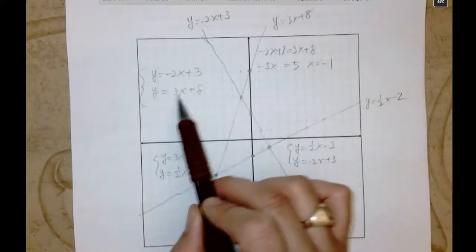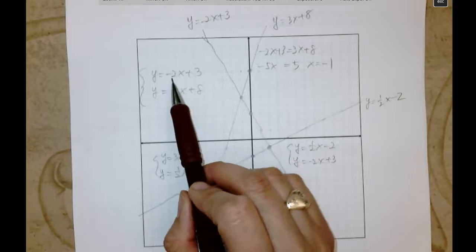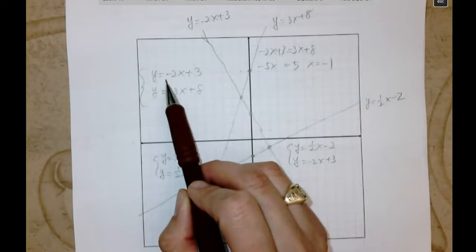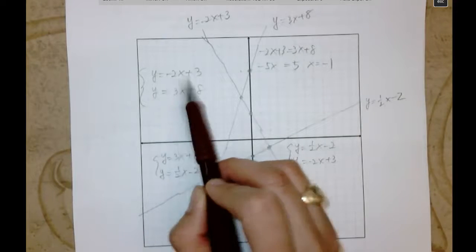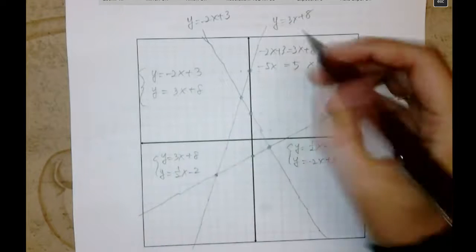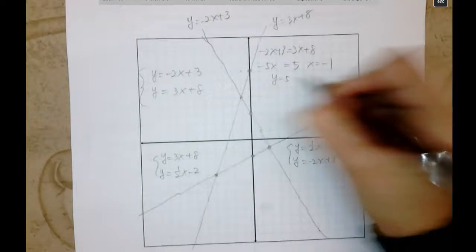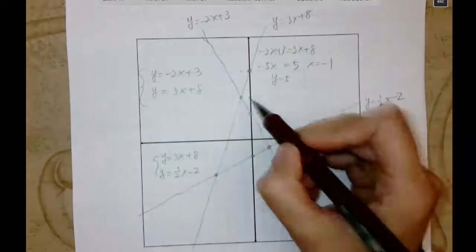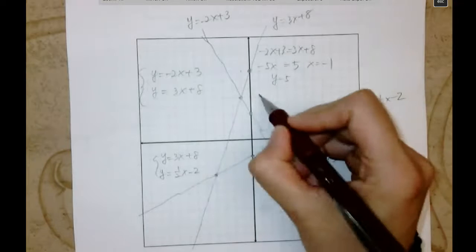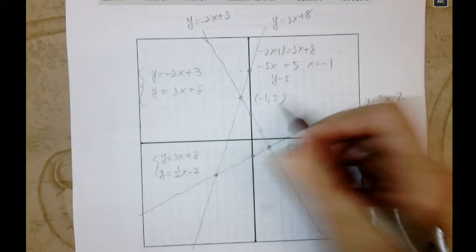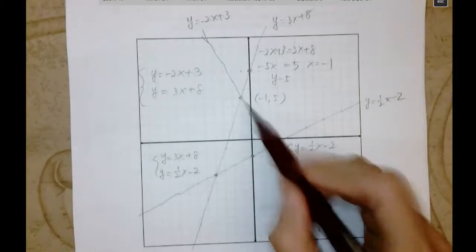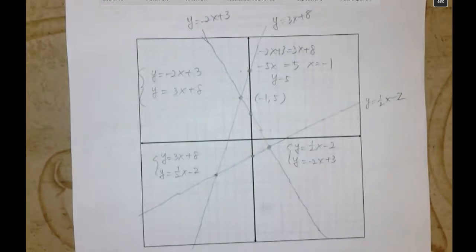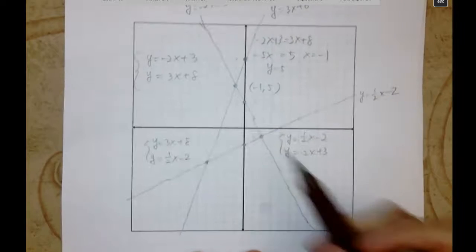And so I'm going to try on this, or you can do this one. So -1 times -2 is 2, plus 3 is 5. So y equals 5. So this point right here is -1 and 5, which makes sense because this is -1 and 1, 2, 3, 4, 5. Okay, now let's do this one.